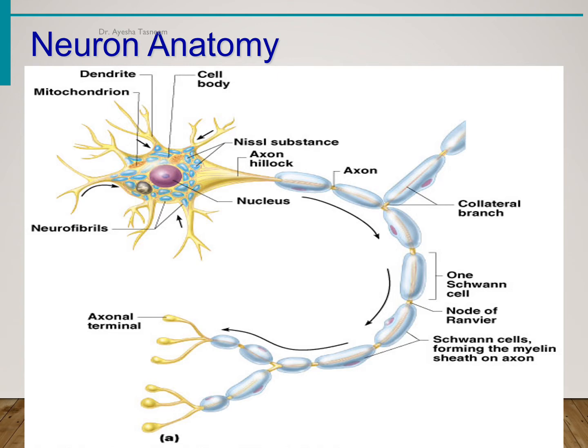Axons end in axonal terminals. Axonal terminals contain vesicles with neurotransmitters, and axonal terminals are separated from the next neuron by a gap, the synaptic cleft, a gap between adjacent neurons. Synapses are basically the junctions between the nerves.